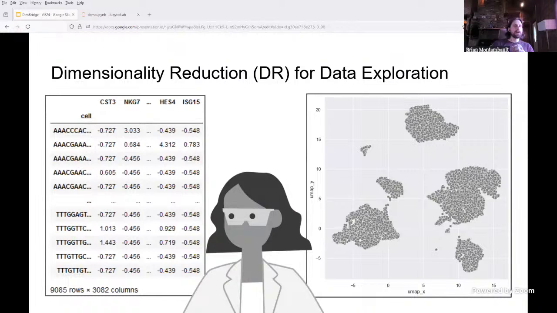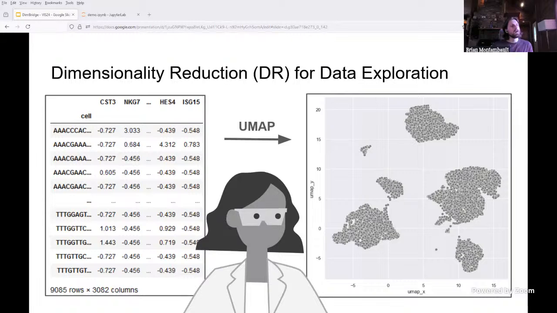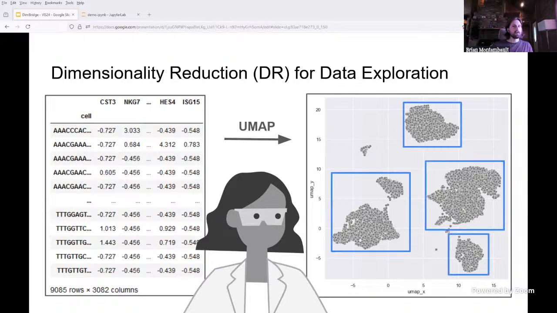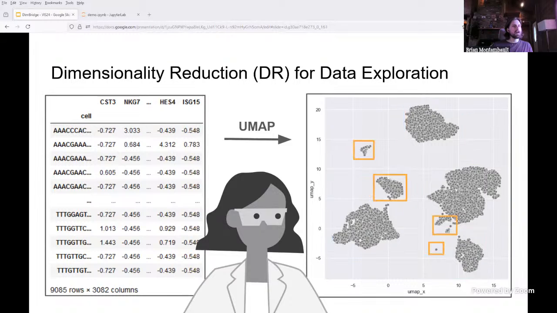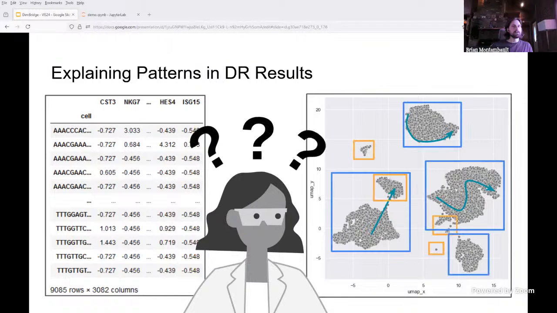So dimensionality reduction is a powerful tool for exploring high-dimensional data. Imagine you're a scientist and you want to explore a data set consisting of cells, each defined by thousands of gene expressions. You can use a DR algorithm like UMAP to visualize your data, while preserving relevant structures like clusters, outliers, and any number of other interesting shapes.